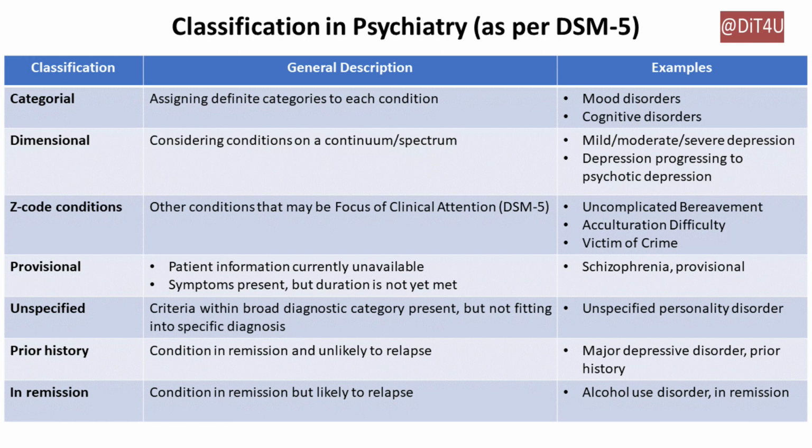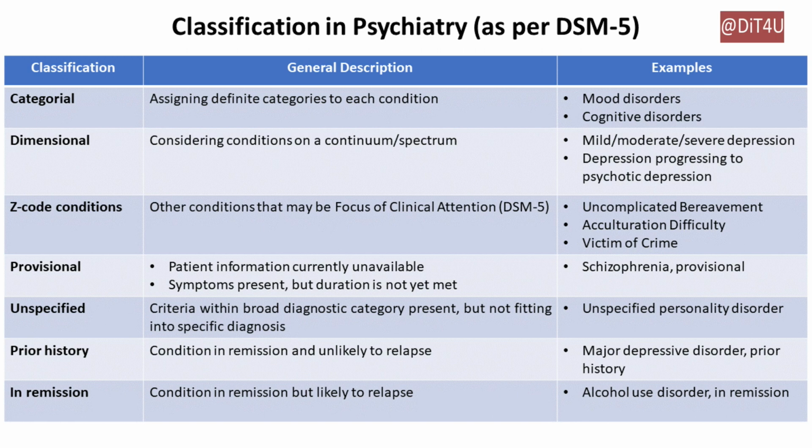So prior history means condition in remission and unlikely to relapse. That means, let's take an example of major depressive disorder, prior history. The person has had one episode of depression sometime in the past. And he is very resilient. He's been taking treatment, good family support, and the condition is unlikely to relapse unless he has some significant life events. Therefore, you can just call it prior history. Unlikely to relapse, that is very important.